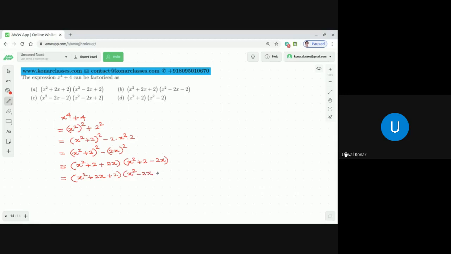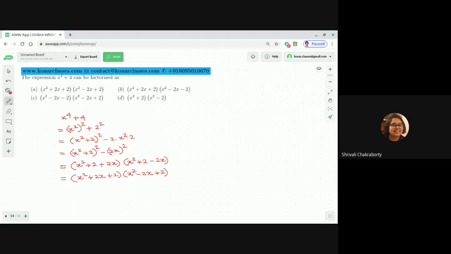I'm just solving this problem. I think you missed it two minutes back, maybe maximum, right? So, sir, I had not gotten the answer. I got x plus 2 whole square minus 4x.